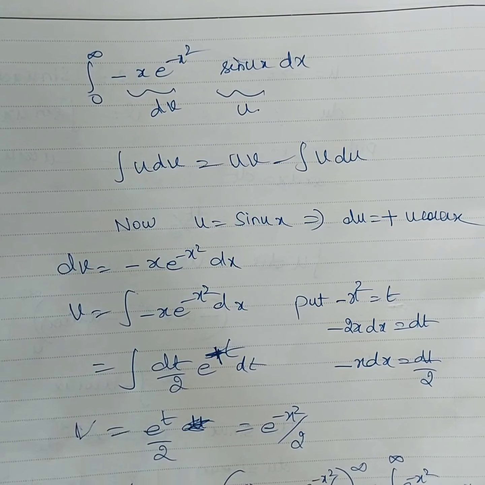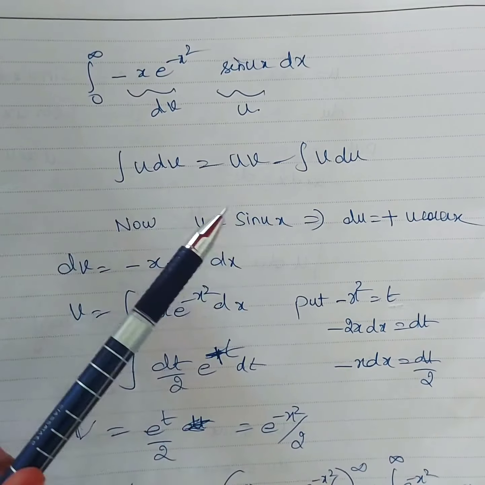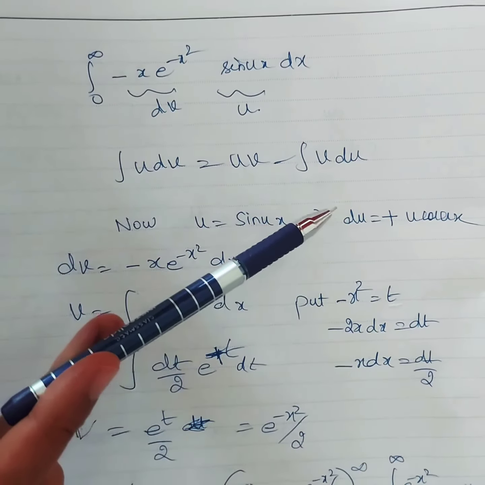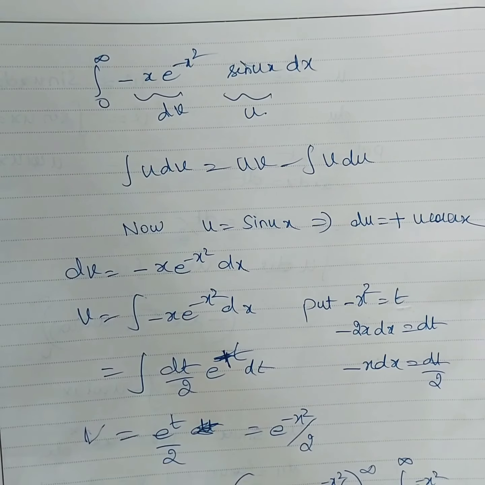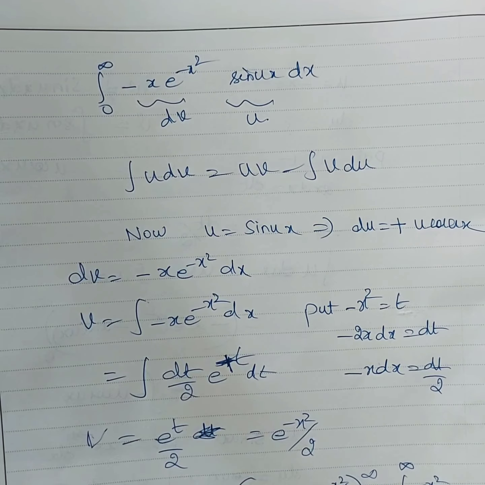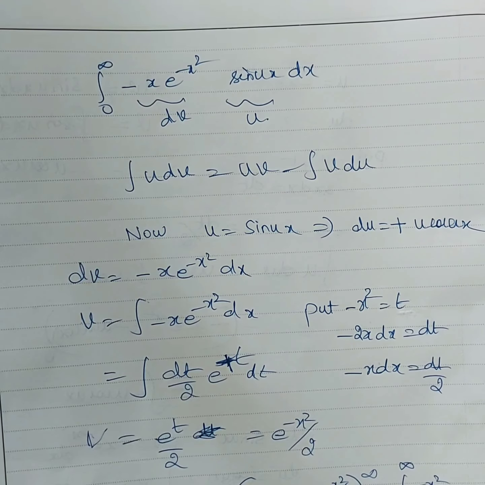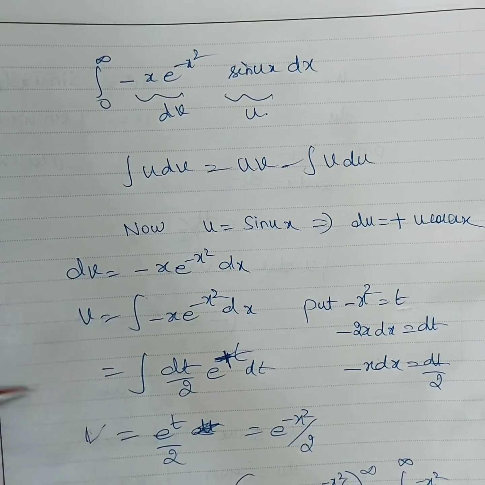Yes. So now if you see this, this is u. So u is sine ux. So du is differentiation with respect to x. So we got du as u cos ux, and dv is minus x e power minus x square dx, right? So we have to integrate to get v.